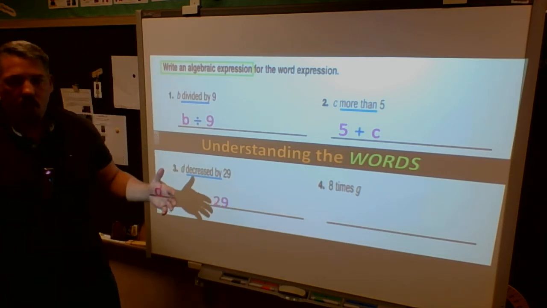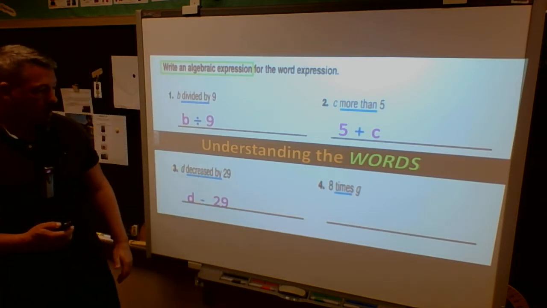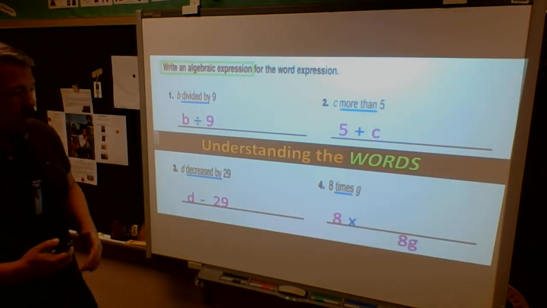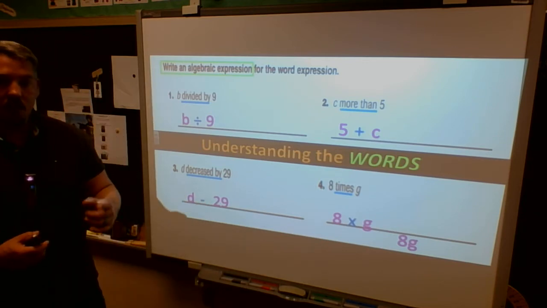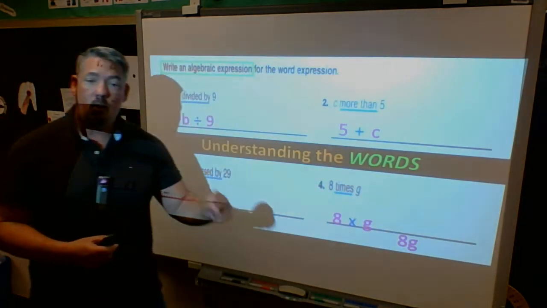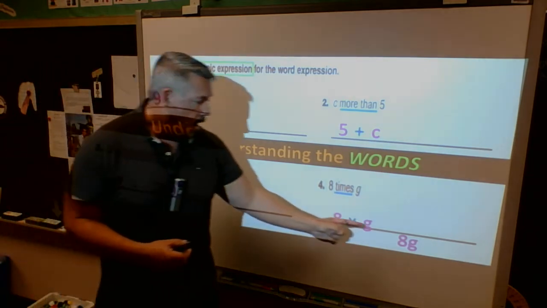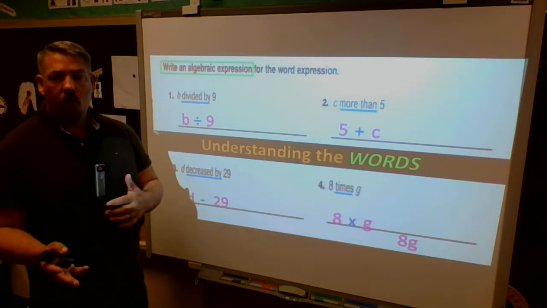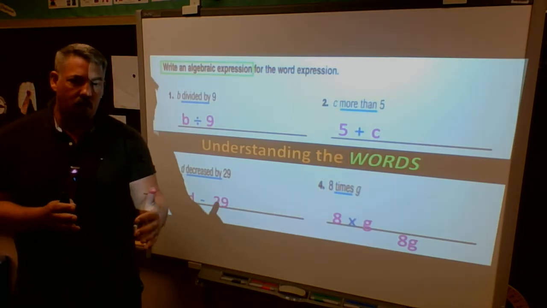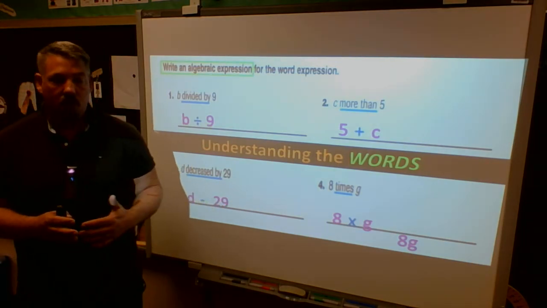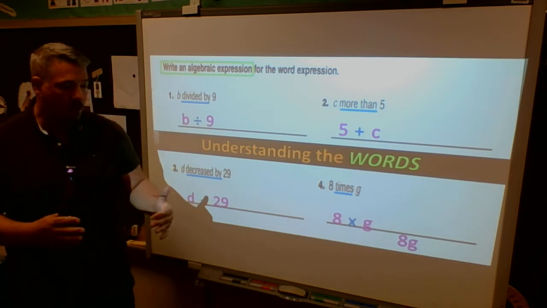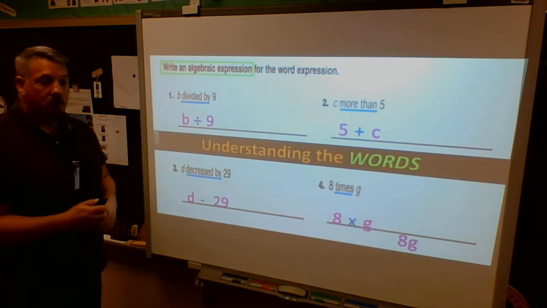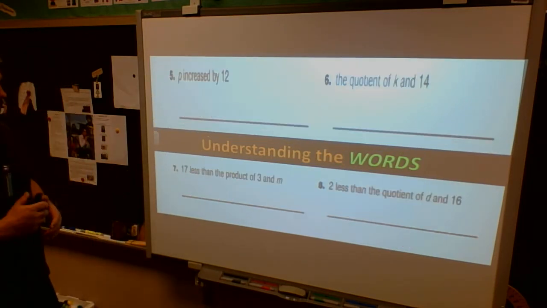And times, we know straightforward, that's multiplication. So I'm going to multiply them together, 8 times G, and show exactly what it's telling me. Now notice I added this one down here, because there are 2 possible ways to show that. I can have the coefficient touching the variable. Once again, a coefficient is a number that's connected to a letter. The variable is the letter. So I can have them touching, and that also tells me 8 times G. Both ways are acceptable. Both ways will get you your 1 point for your assignment.